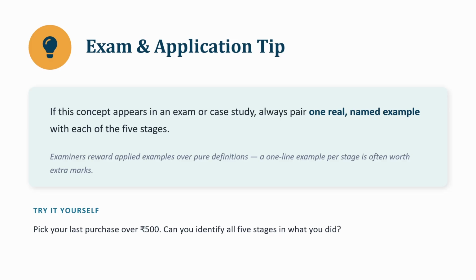Now here's an important exam tip. Whenever you're asked to explain the consumer decision-making process, don't just write definitions. Always include a particular example for each stage. Examples show application of concept and can also help you score better marks. As a quick activity, think about the last product you purchased that cost you more than rupees 500. Can you identify all the 5 stages in your own buying journey?